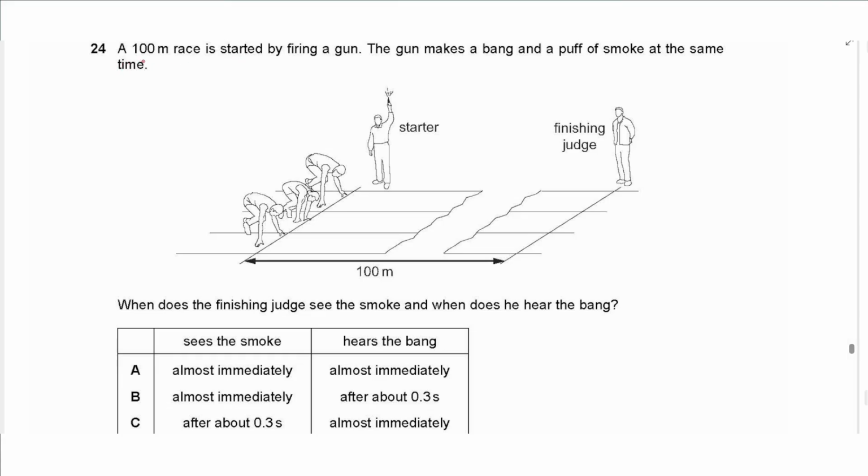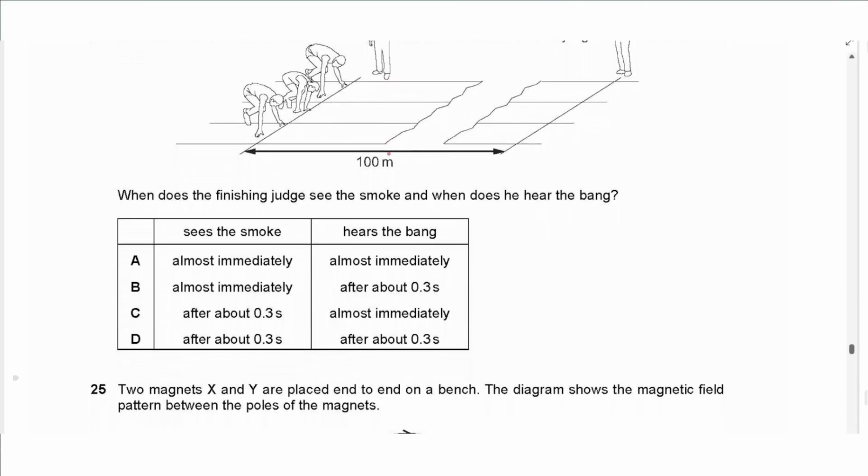Question 24 says, a 100-meter race is started by firing a gun. The gun makes a bang and a puff of smoke at the same time. When does the finishing judge see the smoke and when does he hear the bang? Seeing means depending on light. That's almost immediately because light travels much faster than sound. And hear the bang, that's much slower, so about 0.3 seconds. So the answer is B.